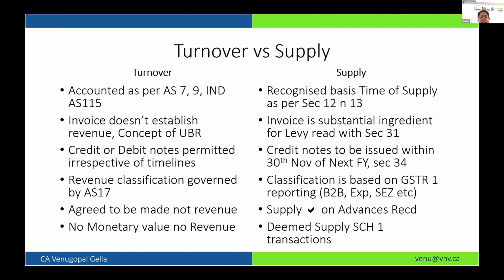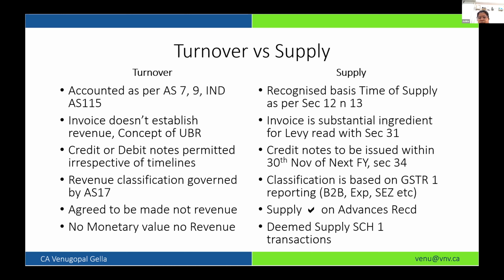So as we are standing in 23-24, for 22-23 you have the last date to raise the credit note before 30th November and disclose it in the GST return. Then revenue is classified as governed by AS 17. Then we have segment reporting, whereby we report for each and every segment what revenue we earn.